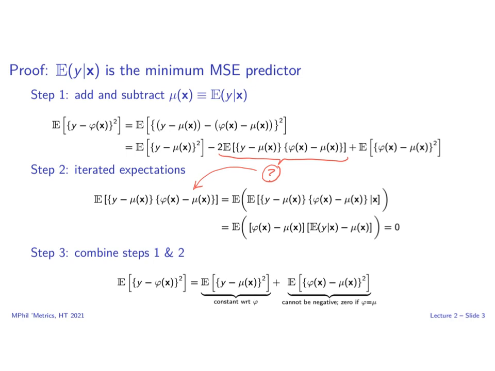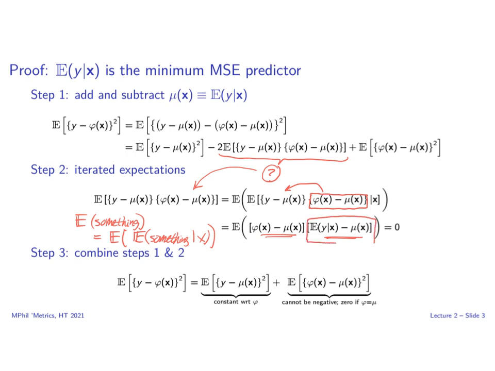So we'll apply the law of iterated expectations, conditioning on x. Now the reason why this is a reasonable thing to try is because we notice that one of the factors in this expression, namely phi of x minus mu of x, is just a function of x. So the inner conditional expectation with respect to x is such that we can pull this term in front, leaving the following.